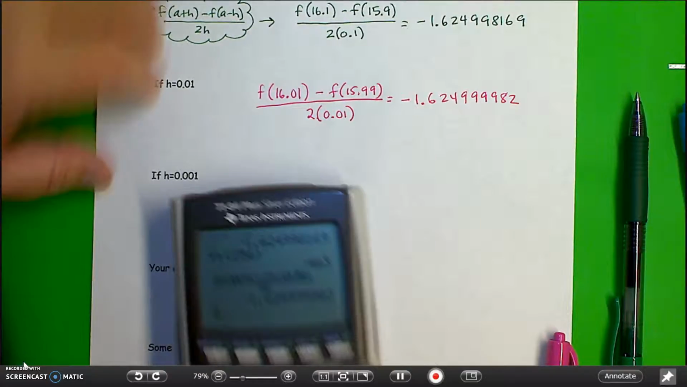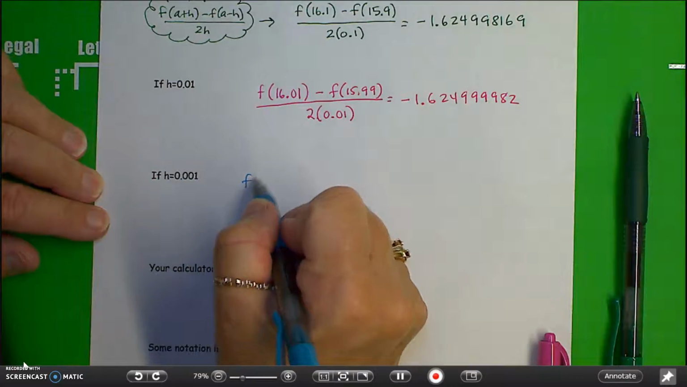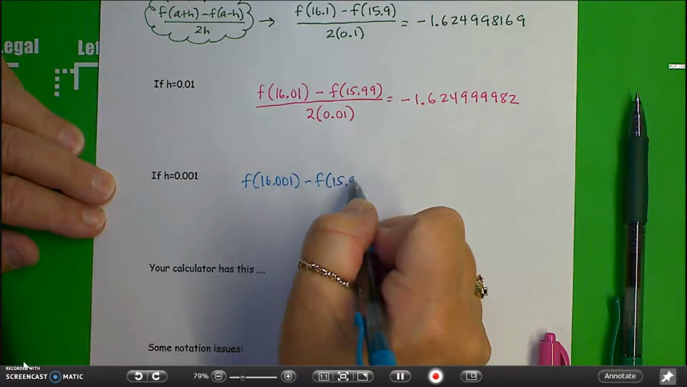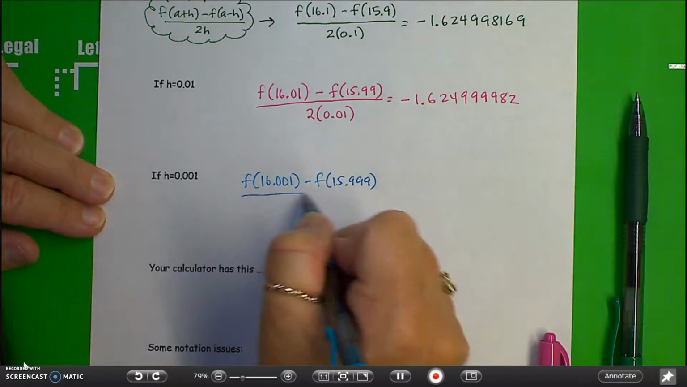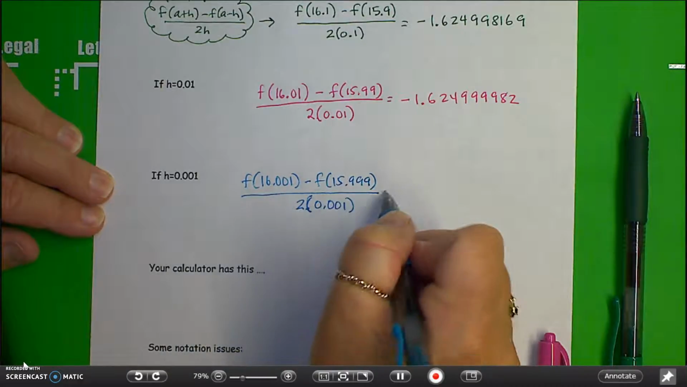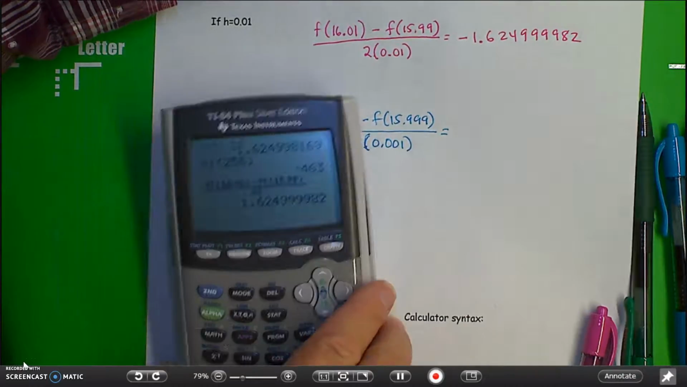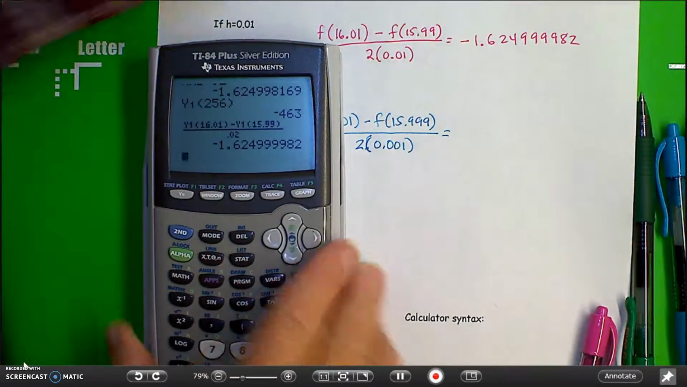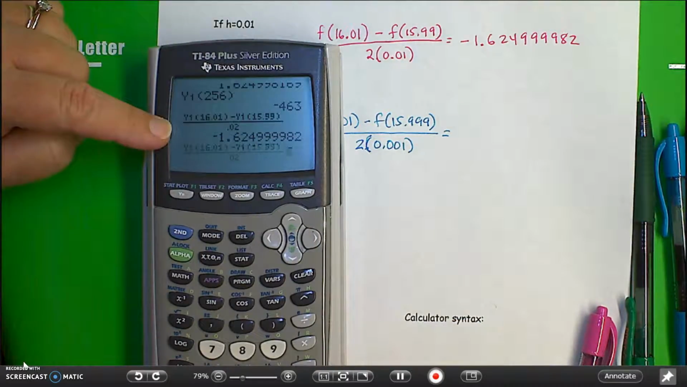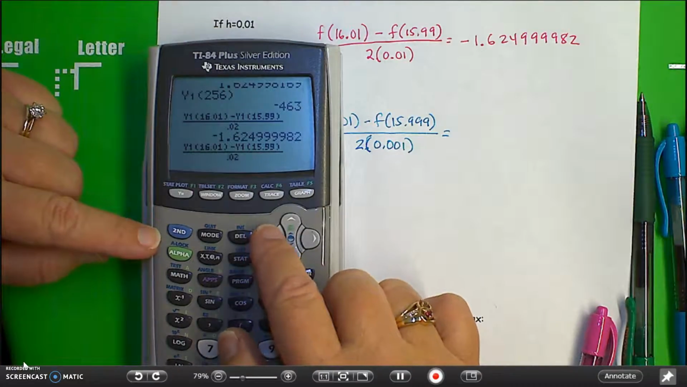Okay? Alright, let's do it one more time for a tolerance of 0.001. So I have f of 16.001 minus f of 15.999 all over 2 times 0.001. Now this time, for my calculator, I'm just going to edit what I already have. So I'm going to move up to the line that I'm interested in, hit enter to basically copy that line, and then I'm going to move over to the left and edit it.